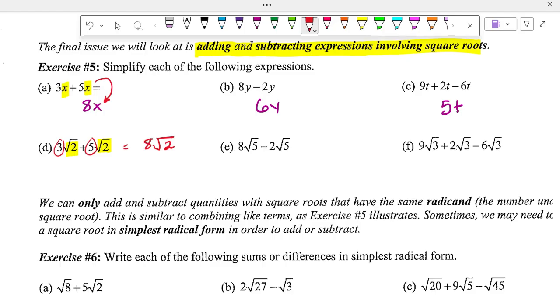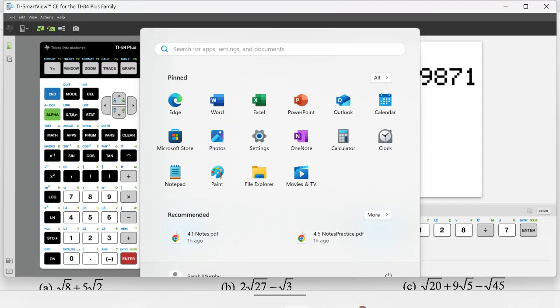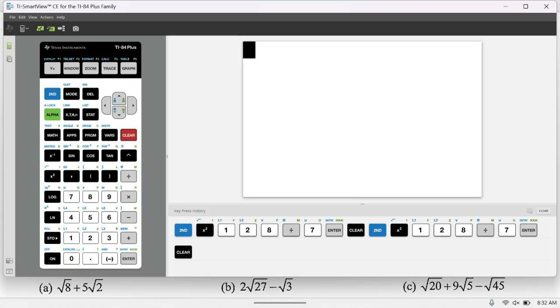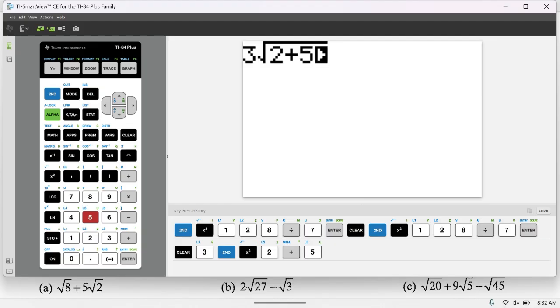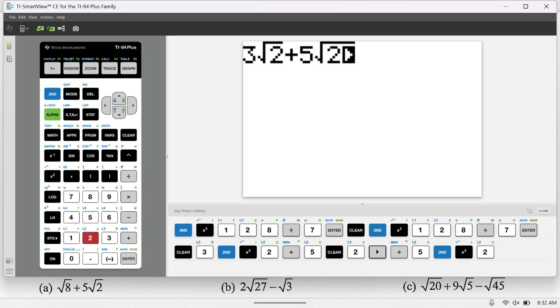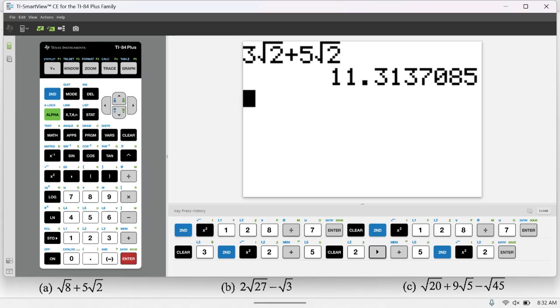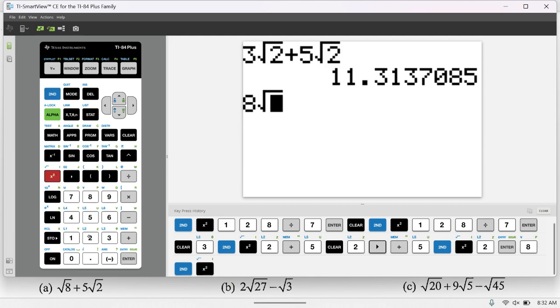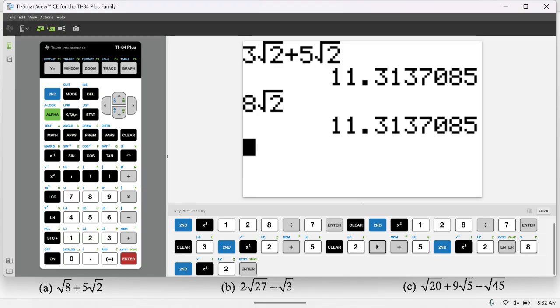8 square root 2. Now let's check ourselves. So in the calculator, I'm going to type in 3 times the square root of 2 plus 5 times the square root of 2. And now I'm going to type in 8 square root of 2. We get the exact same thing. So it does work.